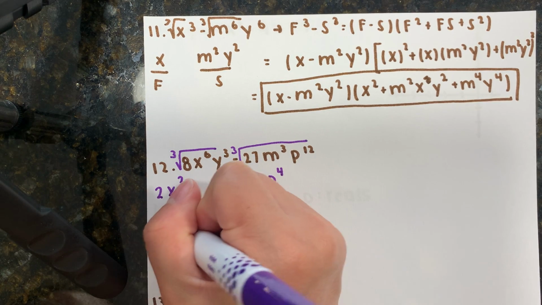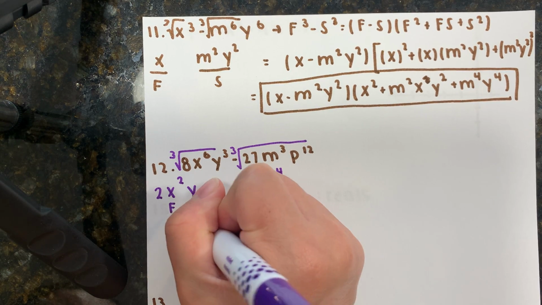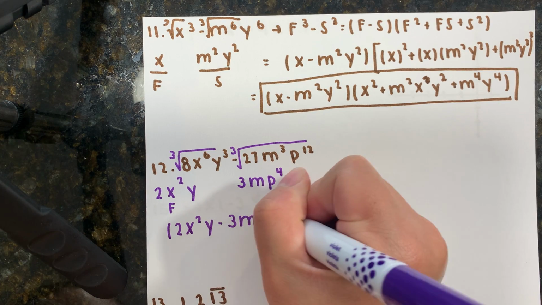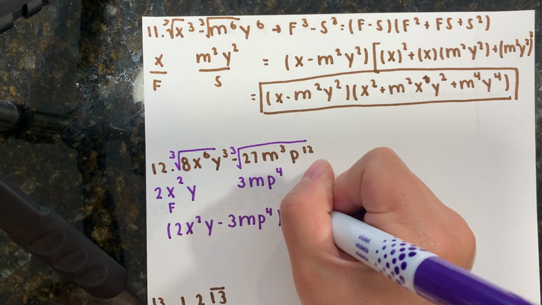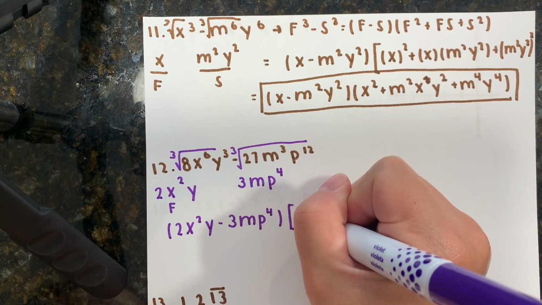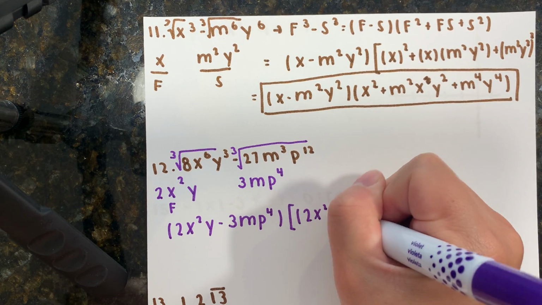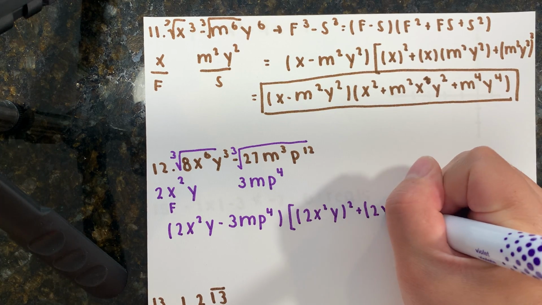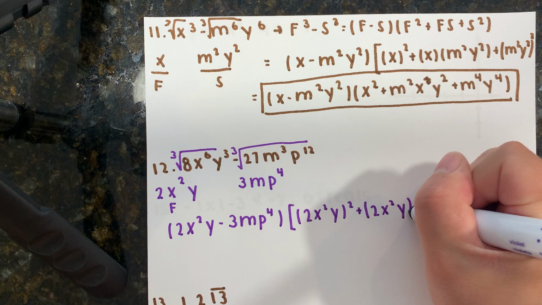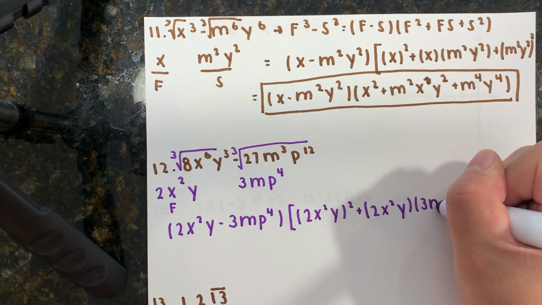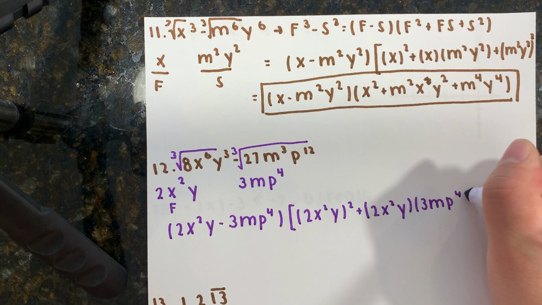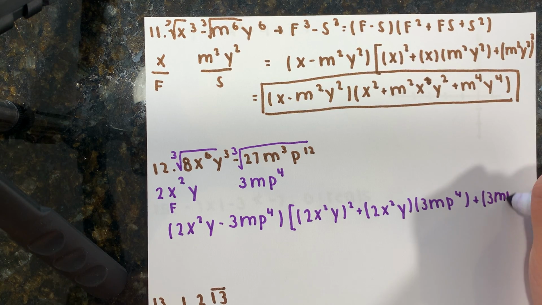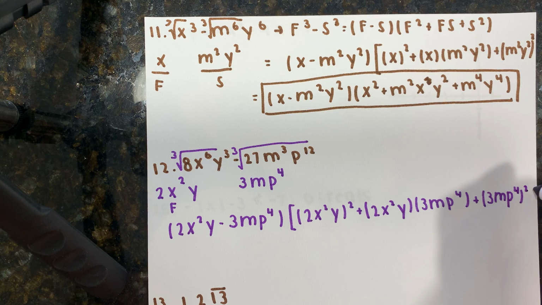So when I input this into the equation, it's going to be 2x squared y minus 3mp to the 4th times 2x squared y squared plus 2x squared y times 3mp to the 4th plus 3mp to the 4th squared.